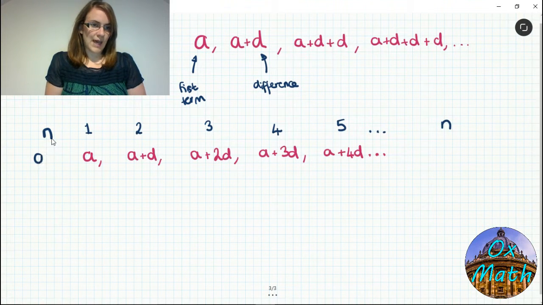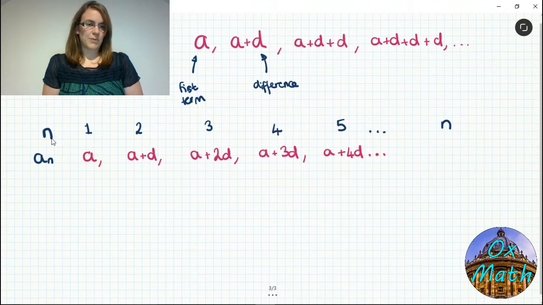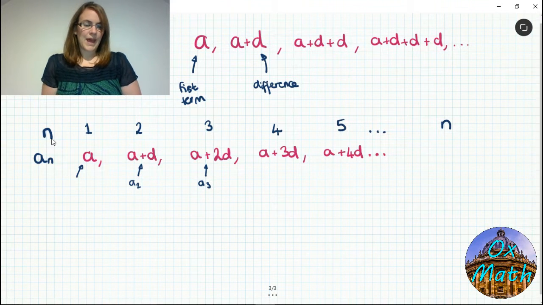And we often use a with a small subscript to show which term we're on. So a1 would be our first term, which we often just call a. a2 would be our second term, so that would be a plus d. a3 would be a plus 2d, and so on.